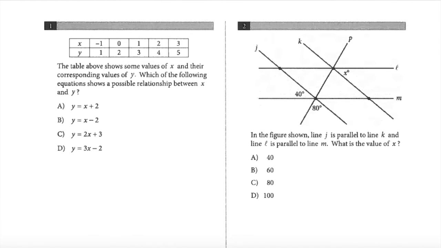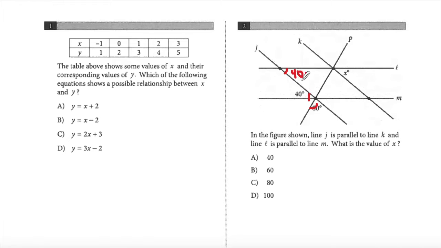Question number 2 is right here. This question is a little more geometry based. In the figure shown, line J is parallel to line K, and line L is parallel to line M. What is the value of x? We're going to use some of the angles we talked about, like vertical angles, corresponding angles, that sort of thing to help us solve this problem. If this is the value we're trying to find, we know this is 40 and this is 80. Using alternate interior angles, it's safe to assume that this is 40 as well.